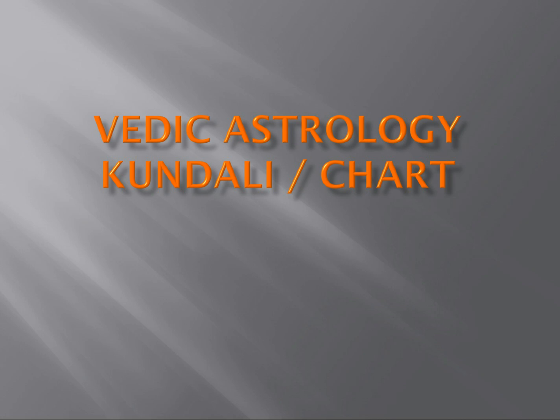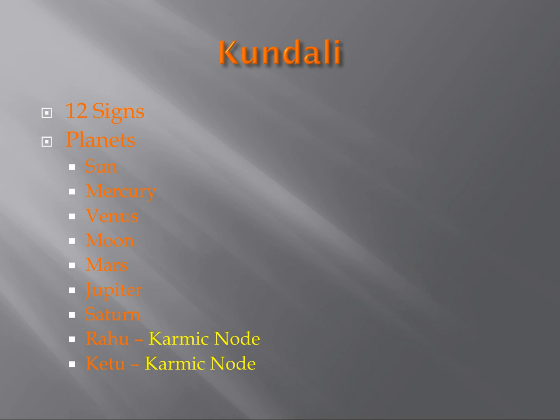So the first one I would like to talk about is that in a kundali there are 12 signs. I will go over the signs again, and there would be a total of 9 planets. The planets are Sun, Mercury, Venus, Moon, Mars, Jupiter, Saturn, and Rahu and Ketu. Rahu and Ketu are the karmic nodes, and the karmic nodes are not physically planets, but the 7 planets from Sun to Saturn are the planets which are physical planets in the galaxy.